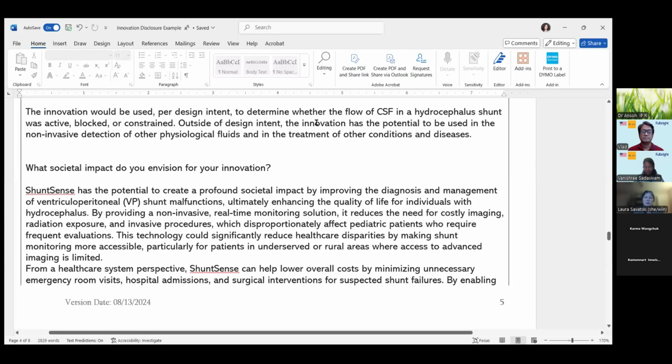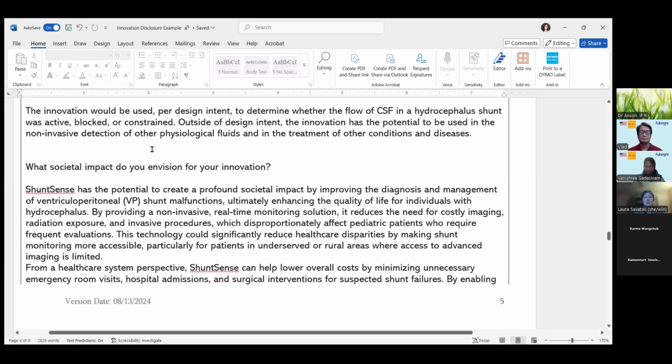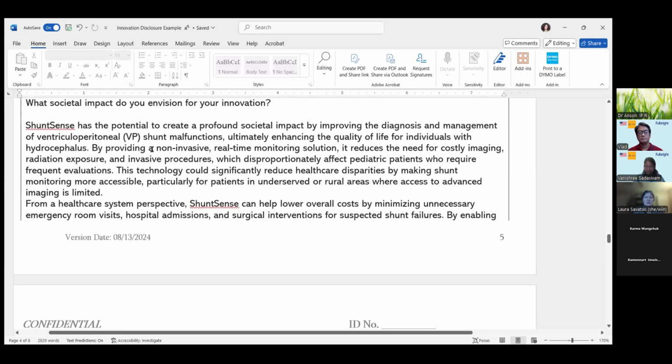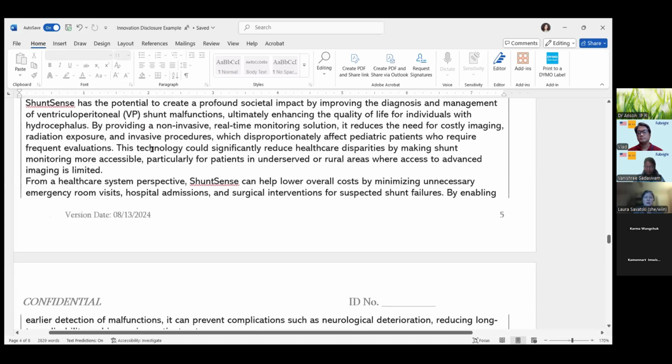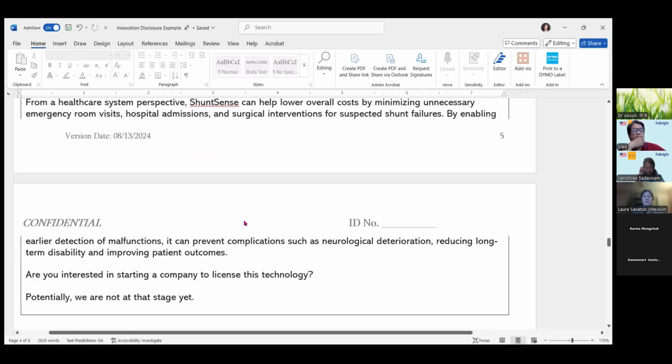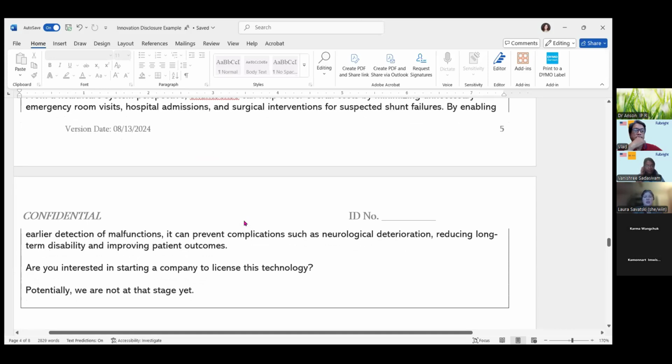would be used to determine the flow, if it's active, blocked, or constrained on its way to be blocked, it's slowed. Outside of the design intent, the innovation has potential to be used in non-invasive detection of other physiologic fluid flow and in the treatment of other conditions and diseases. So here they're saying that from a healthcare perspective, shunt sense can lower overall costs by minimizing ER room visits, admissions, and all of these processes around suspected shunt failures.